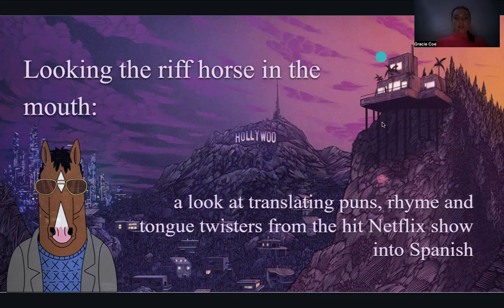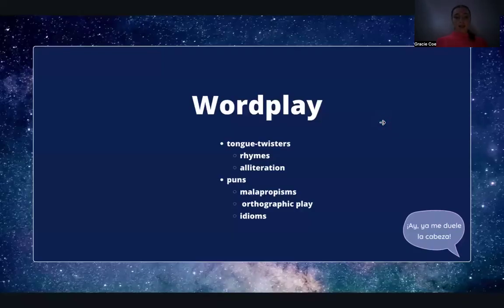to explain the types of wordplay we're going to look at, we've got tongue twisters, which include rhyme and alliteration, and with puns, we've got malapropisms and orthographic play and idioms. Idioms, of course, are sayings that are kind of like ingrained into the language, so that's hard, of course. Orthographic play is playing with how words are spelled. Malapropisms are substituting a different word, like the wrong word that might sound like it, and there's a bit of humor by switching that out there.